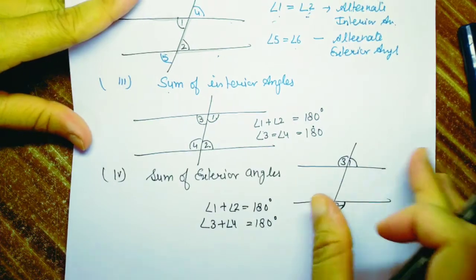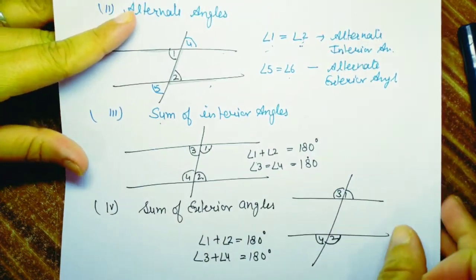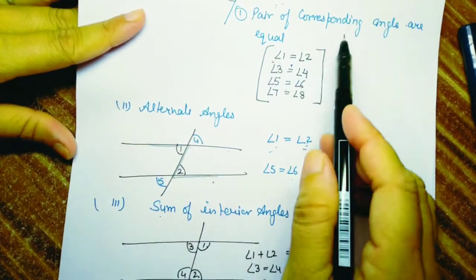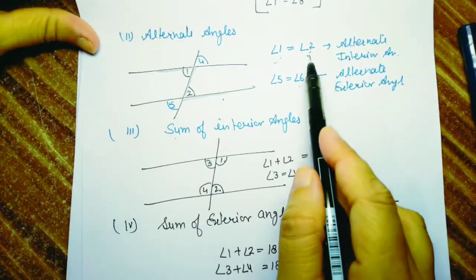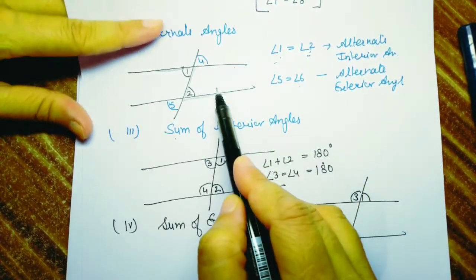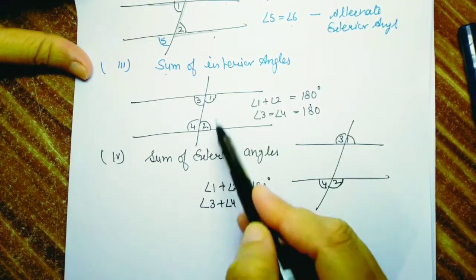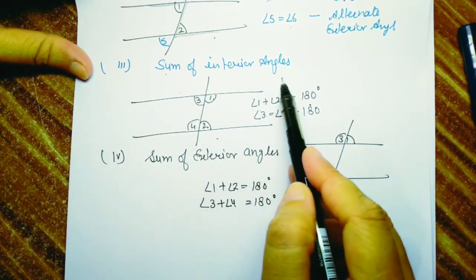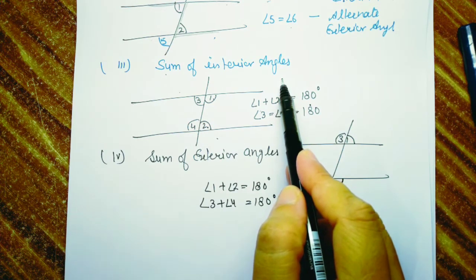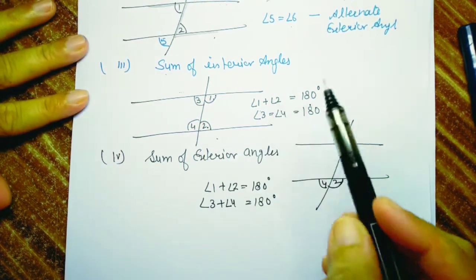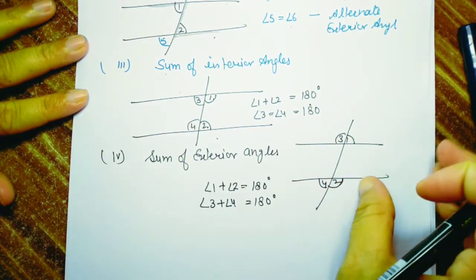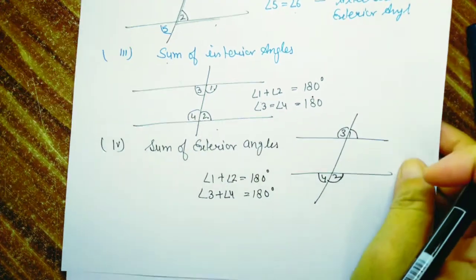Okay, so same thing I told you, how to determine using the angles. If the corresponding angles are equal, then the lines are parallel. If alternate angles are equal, then also the lines are parallel. If the sum of interior angles is 180, that means the lines are parallel. So these are some points we have to remember, how we can determine whether lines are parallel or not on the basis of these angles.